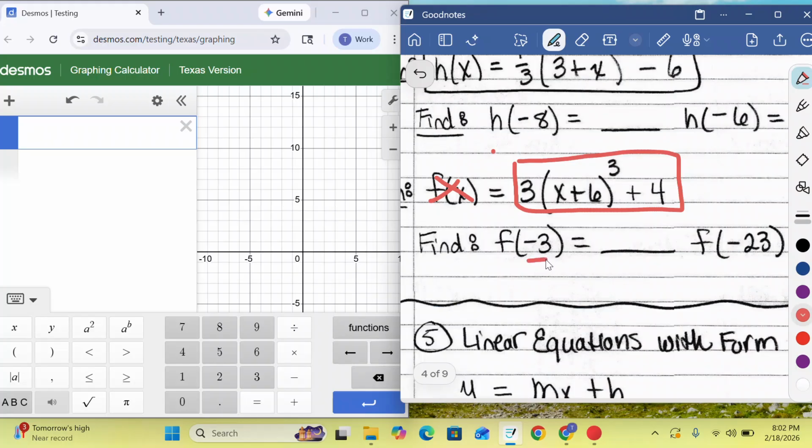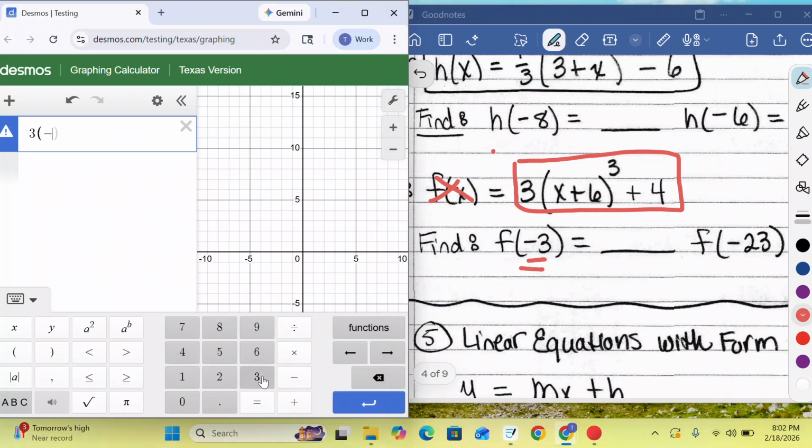So right here, x is negative 3. So what I'm going to do is I'm going to evaluate this function, and I'm going to put 3, open parentheses, and then I'm going to put x. And what is x? Negative 3. So I'm going to put negative 3 plus 6, close parentheses. And then this time I have to do a cube, so to the third power, plus 4, and the answer is 85.